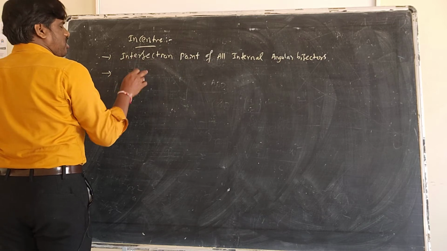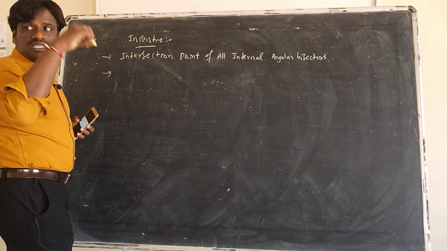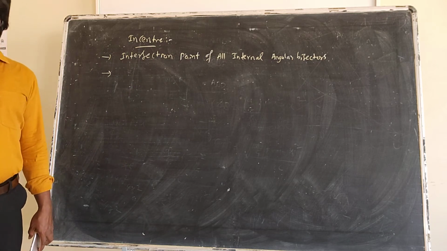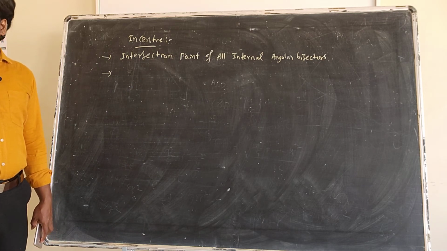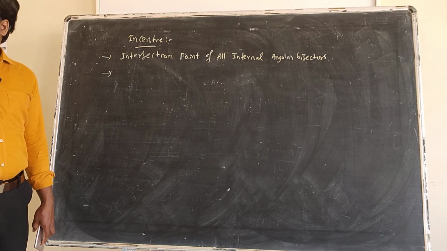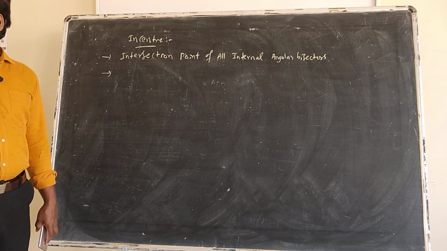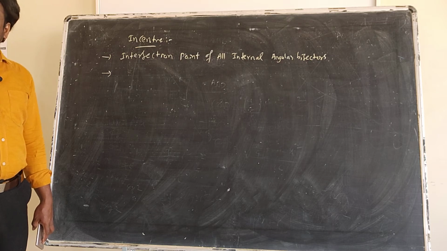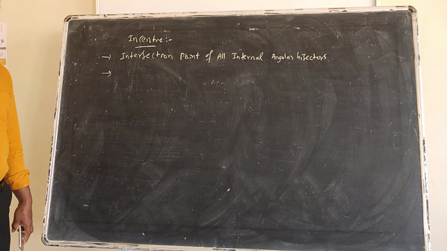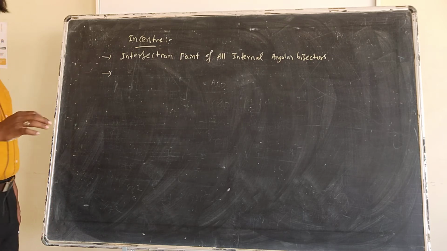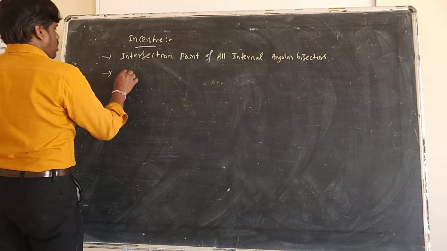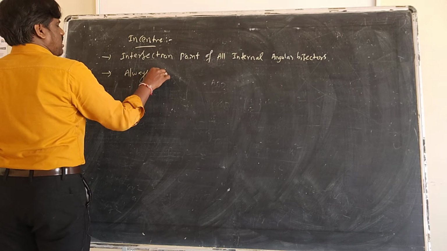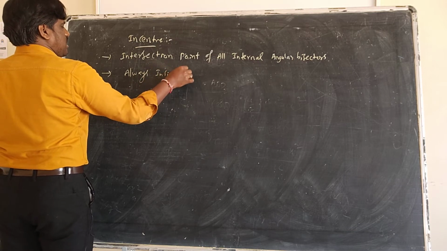Like the centroid, it is also always an interior point. Take any triangle, obtuse, acute, or right angle, and the incenter and centroid will get inside of the triangle. It is also important: the incenter will be inside of the triangle and the centroid also will be inside of the triangle, for any triangle.